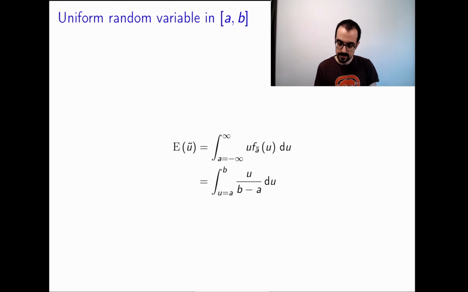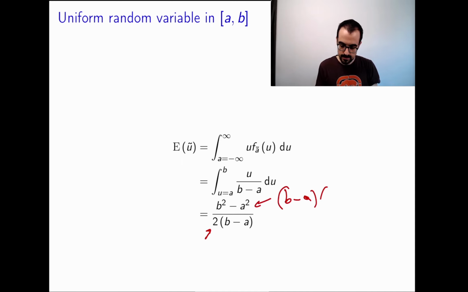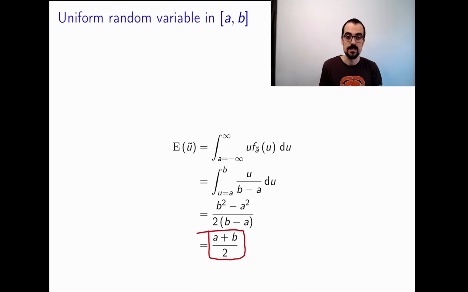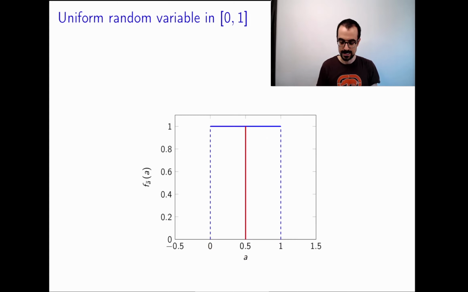And now we integrate this. If you remember, the integral of u is u squared divided by 2. So we have b squared minus a squared divided by 2. And now this thing up here is just equal to b minus a times b plus a. You remember your calculus. So we end up with the midpoint between a and b, which is a very reasonable typical point in the distribution. Right in the middle. So here I'm showing you that when it's a uniform random variable between 0 and 1, the mean is 0.5, which makes a lot of sense.